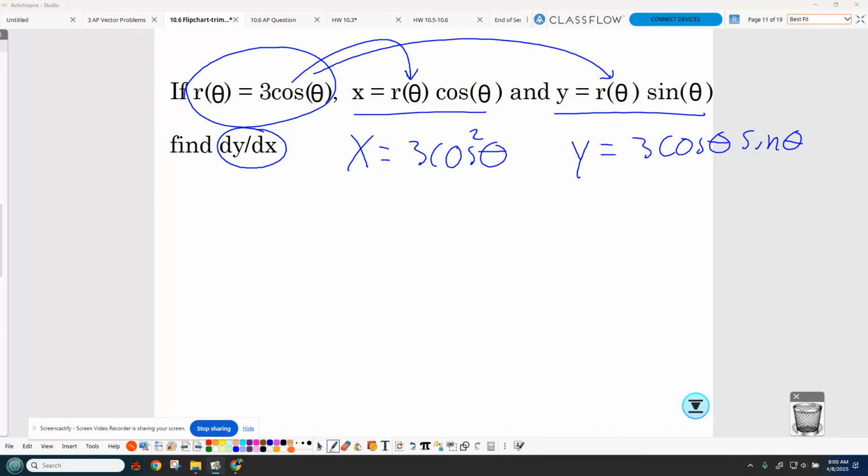I don't even remember what we were doing. dy dx, how am I going to find that when I got, yeah, dy d theta over dx d theta. Yeah, okay, so this is going to be ugly. Try it. Find dy d theta, find dx d theta. It's a whole lot of product rule, chain rule, all that business.